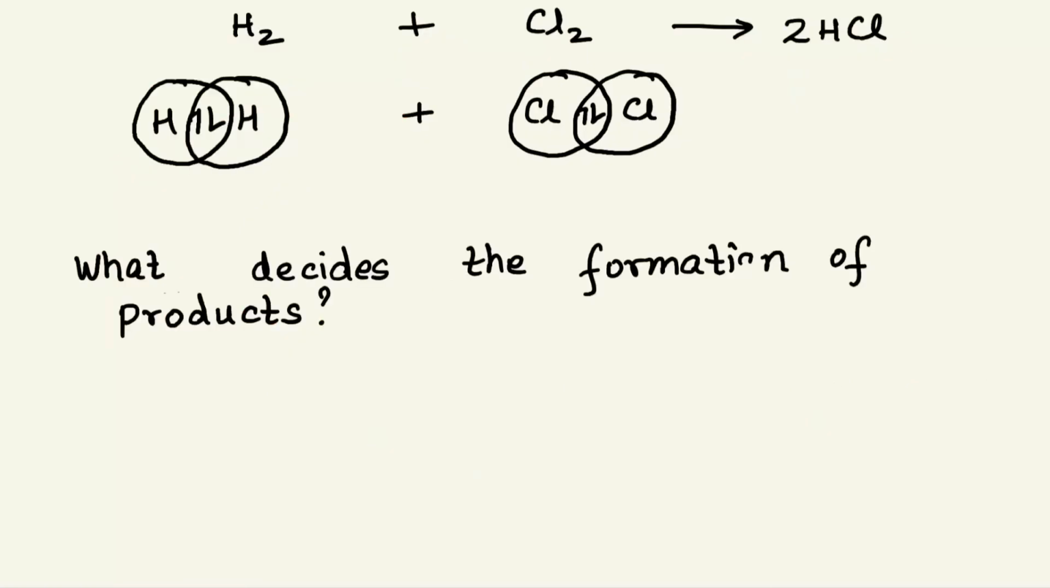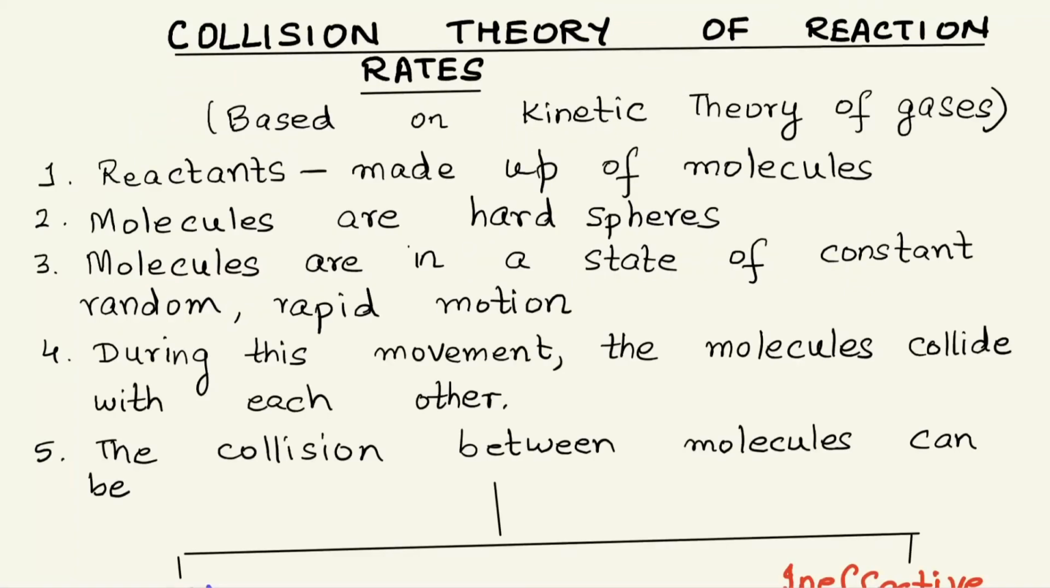But can the same be said about covalent molecules? So for example, I have H2 plus Cl2 giving me 2 HCl. Is it that easy in the case of covalent compounds? How and what decides the formation of products in the case of covalent molecules? In order to explain this, we have something which is called the collision theory. So what does the collision theory state?